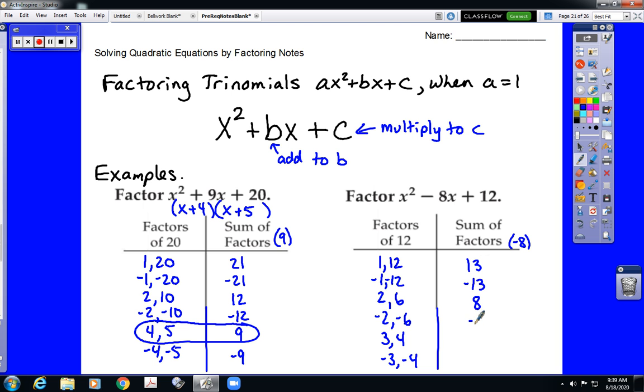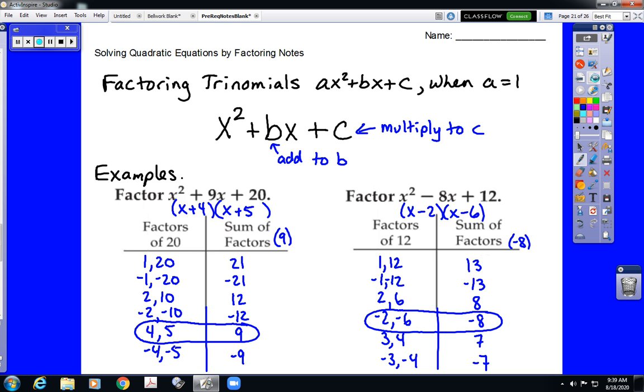We shouldn't necessarily need to show this every time. If you do, that's fine. There's nothing wrong with showing your work. But at this point, we should be relatively comfortable. All we need to do is go in and find the pair of numbers that add up to negative 8. That would be negative 2 and negative 6. So this factors into x minus 2 and x minus 6.